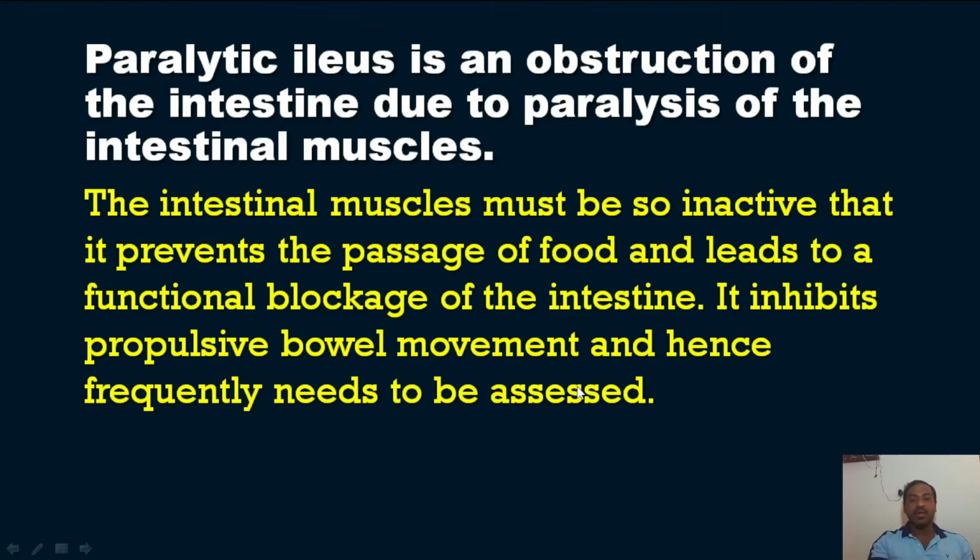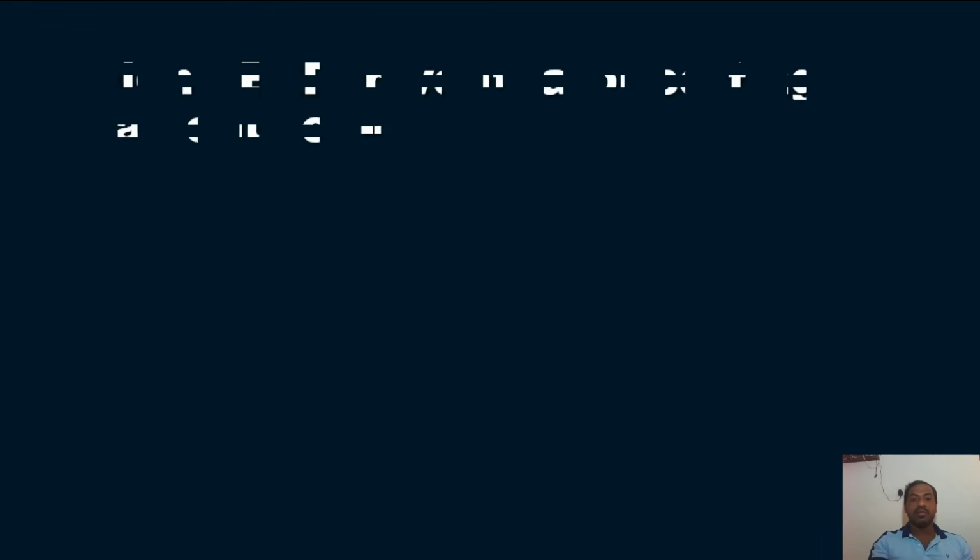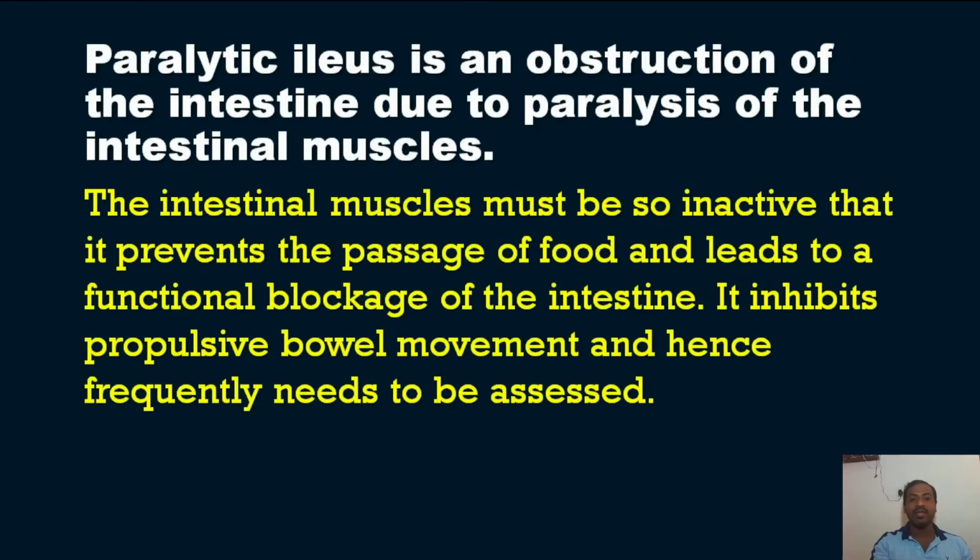So you understood what I have told. It is very clear that in paralytic ileus the intestinal muscles are getting paralyzed, and it results in stagnation of the food and leads to functional blockage of the intestine. This needs to be assessed with the help of bowel sounds. In paralytic ileus, bowel sounds will be absent. The propulsive bowel movement will not be there, so we need to assess for the presence of bowel sounds. If they are not there, then we have to find out the reason through other investigations.